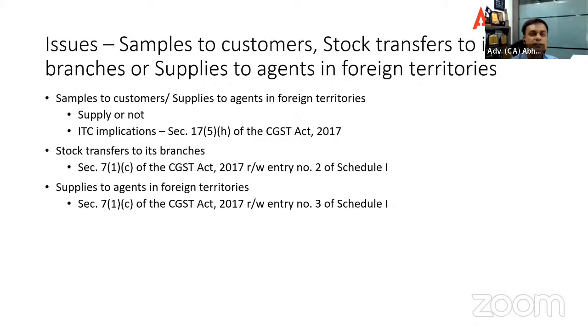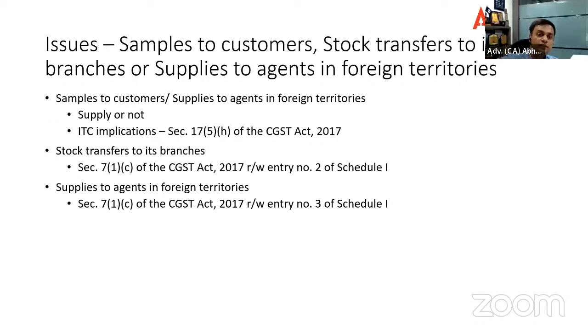Last, that is samples to customers, stock transfer to branches, and supply to agents. Now, what is the issue involved in all these three transactions? All these three transactions have a common theme. What is the common theme? There is no consideration, because property is not passing to a third person against a consideration. Samples are given without consideration.